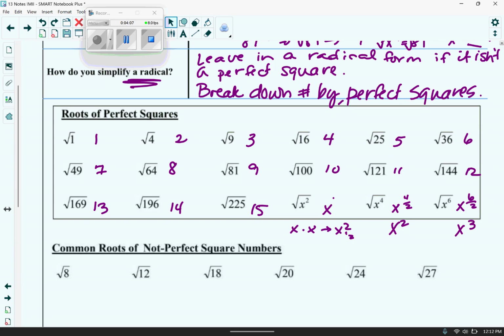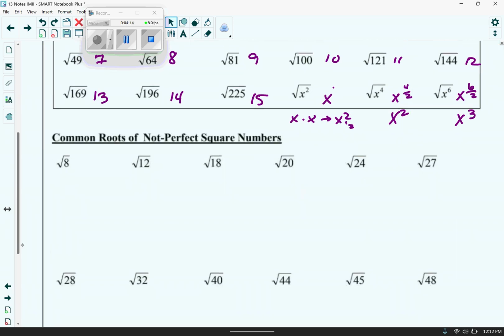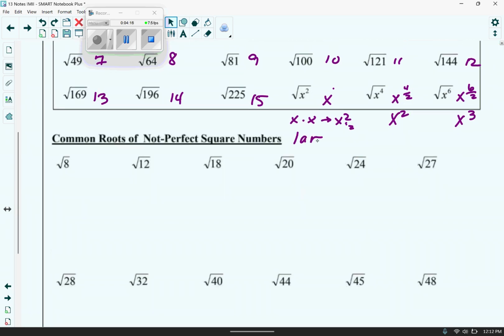That gave us, like, 5 times 5 is 25. Okay, so now if we're going to break these down, we're looking for the largest perfect square and then non-perfect. So 8. Okay, I like to use half the number and then start working with my perfect squares from the top down rather than from the bottom up.